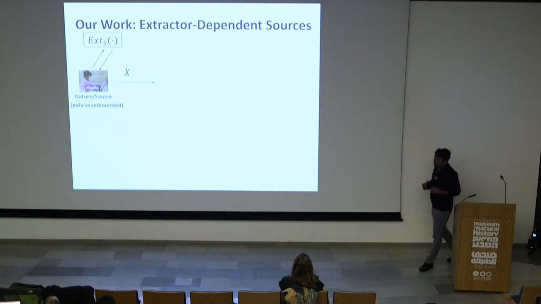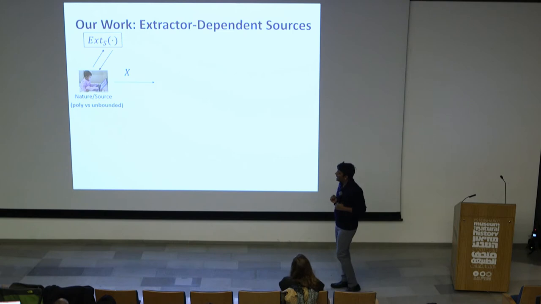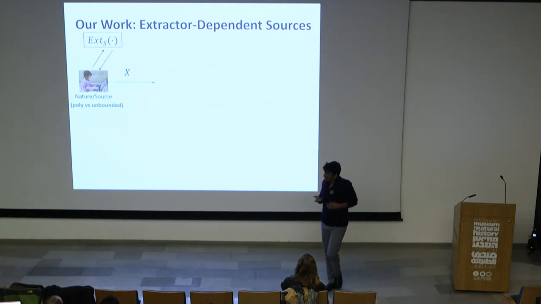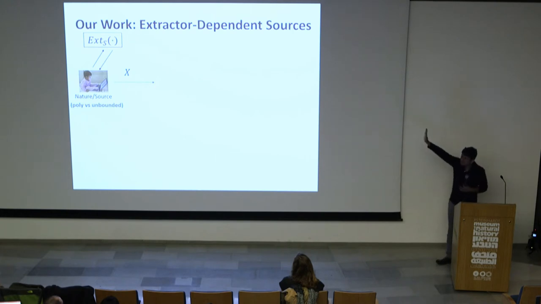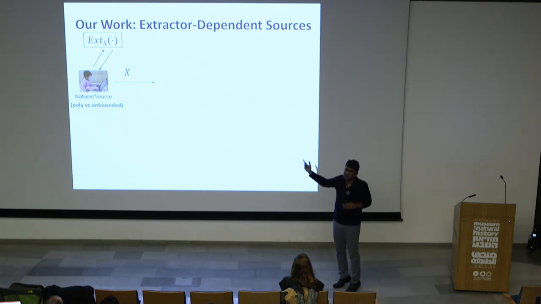Okay, so in our work, we look at extractor-dependent sources, which is a formalization of what we just talked about. The way we formalize it is that nature is an algorithm, which could either be polynomial time or unbounded. But in any case, it has oracle access to the extractor, so you can feed the extractor with inputs. Potentially these are inputs with min entropy, but may not be. It's an arbitrary algorithm with oracle access to the extractor. So some invocations of the extractor may be on strings like 0, 0, 0, and that's fine. Does it make sense? A source is an algorithm, as before, which outputs a string. Now the algorithm has oracle access to the extractor. That's the only difference.